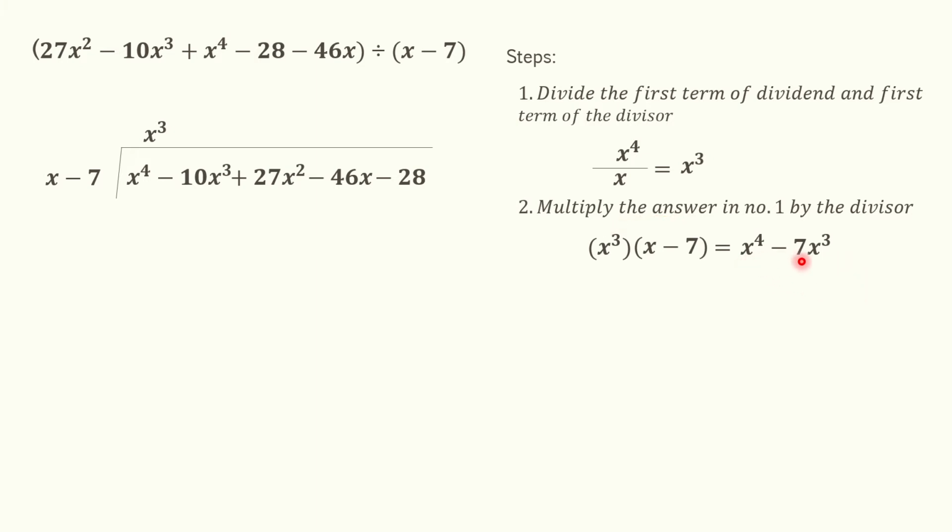Okay. So the result, we put it here. We line up the terms with the same exponent: x to the fourth minus 7x cubed. All of them have x to the fourth, and these have x cubed, so they should be aligned. Next, look, we have to change the sign. All the signs here, we change.